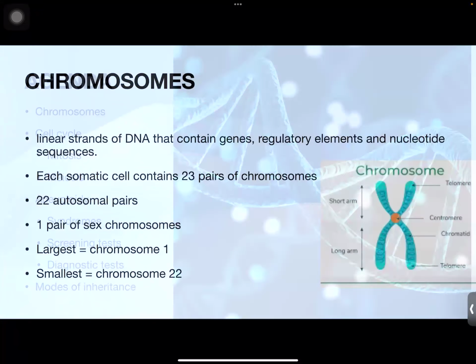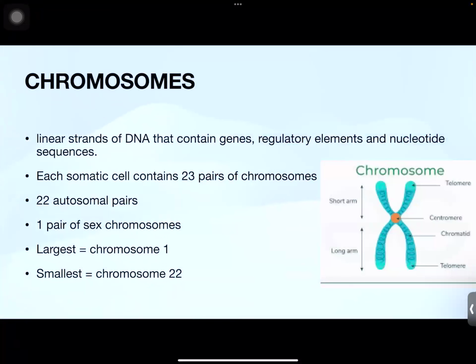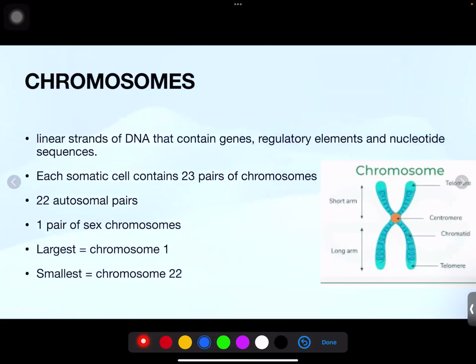Okay, so starting with the first topic, and that is chromosomes. You all have known the chromosomes, and you all have seen the chromosomes. Chromosomes are linear strands of DNA that contain genes, regulatory elements, and nucleotide sequences. So what is a chromosome? It has two structures called chromatids, and the chromatids attach at the center, which is called a centromere. Okay, so this upper part is the short arm of the chromosome. It is called the P arm of the chromosome, and there is a long arm of the chromosome which is called Q.